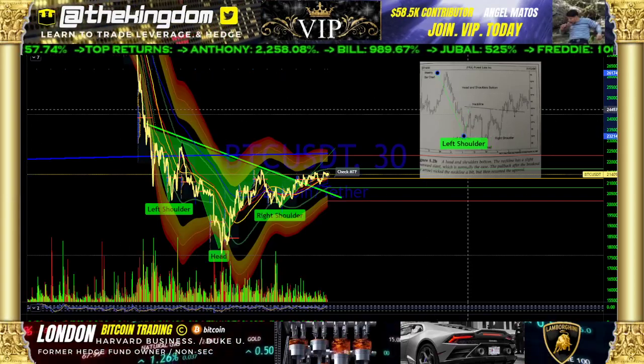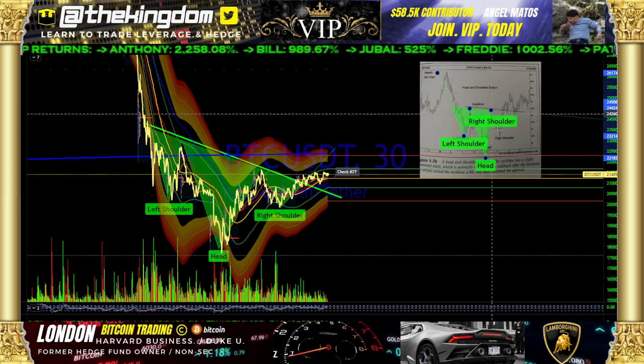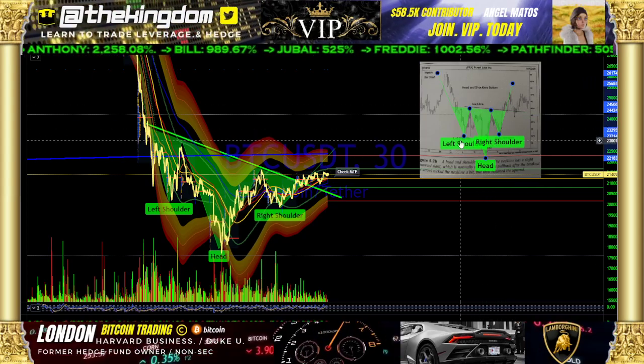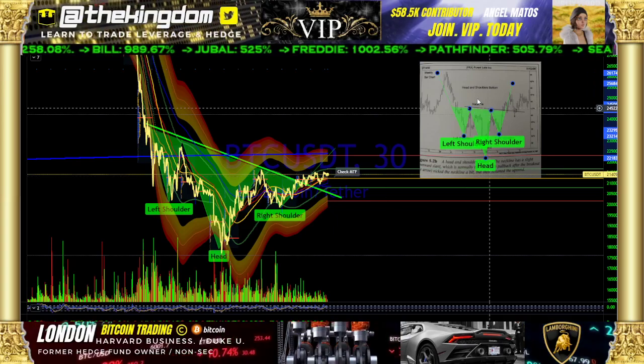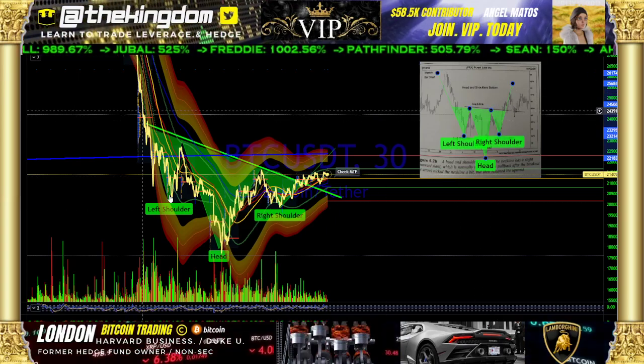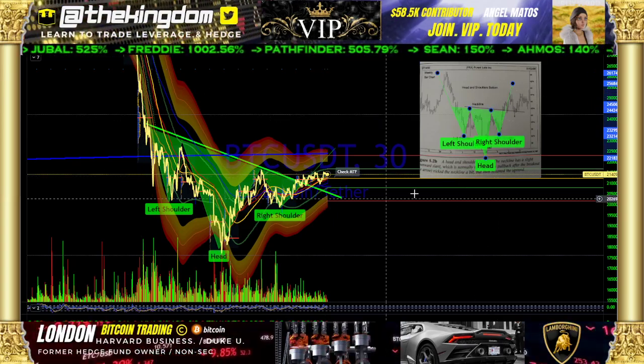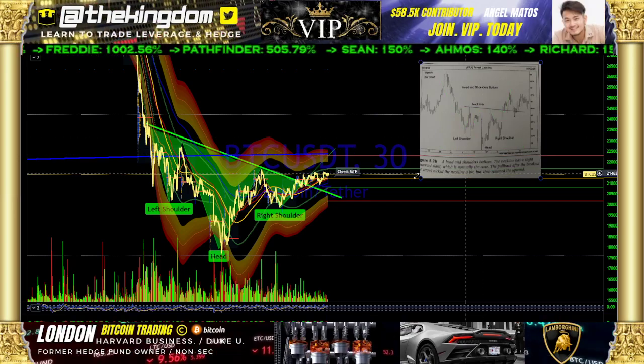I want to talk about the classic institutional definition for an inverse head and shoulders. Yes, the left shoulder, the head, the right shoulder. It's a head and shoulders bottom. That's the reference to it. The left shoulder, the head, the right shoulder on the actual Bitcoin chart. Let's go through the details in a short video.